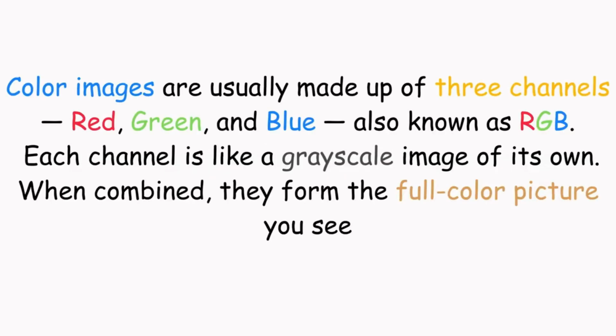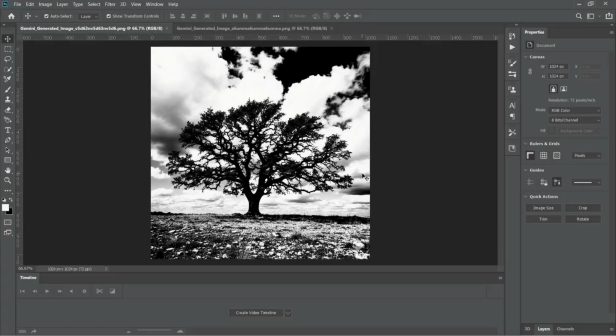Okay, now what about color images? Color images are usually made up of 3 channels: red, green, and blue, also known as RGB. Each channel is like a grayscale image of its own. When combined, they form the full color picture you see. Let's see a practical example in Photoshop of how a colorful photo is created by pixels.